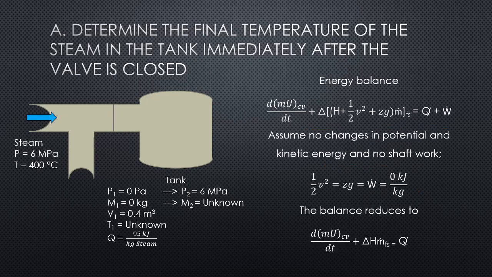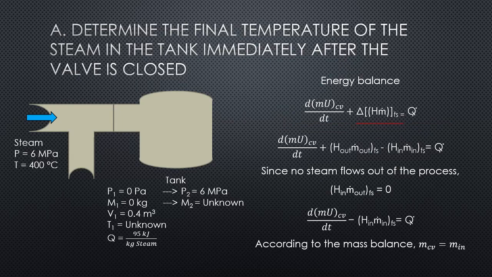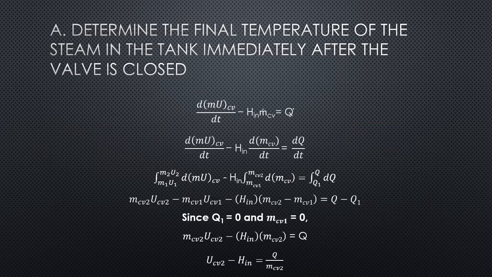The next thing to do is to perform an energy balance. The general energy balance is given by this equation. Assuming that there is no change in kinetic energy, potential energy, and no work done, the balance now reduces to this equation. The delta term in the equation can be expressed as the difference between out minus in, hence this equation. Then again, since no steam flows out of the process, the second term cancels out to 0. This leaves us with this equation, and according to our mass balance, the mass of the control volume is equal to the mass in, hence this equation.